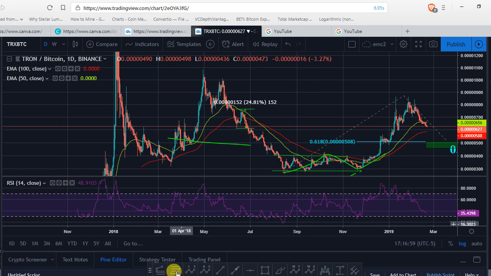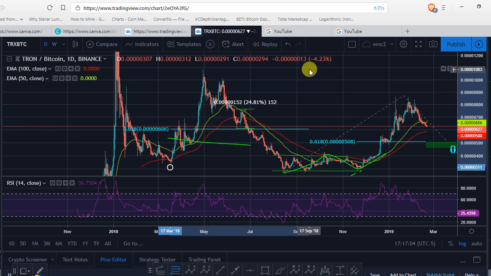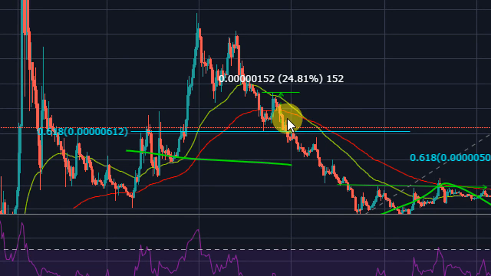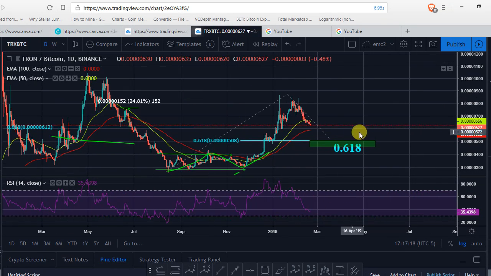So you get your Fibonacci, you can see price came right at this 0.618. So that's a good indication of a reversal right around this area. That's when we get this 30% to the upside, right? So it's a good indication to wait for Tron to come back down to this 0.618, which is roughly 25% from the current price. Not even 20% from the current price.